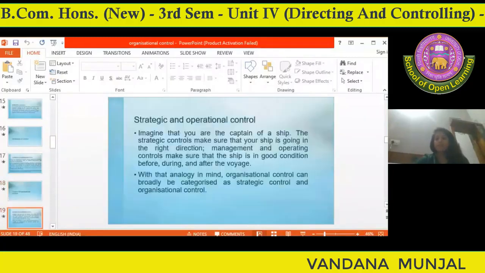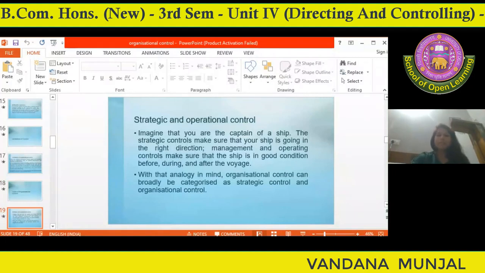There are two types of control, strategic and operational control. Okay, इसके लिए हम एक illustration देखते हैं. Imagine that you are the captain of a ship. The strategic control makes sure that your ship is going in the right direction. Okay, management and operating controls make sure that the ship is in good condition before, during and after the voyage.